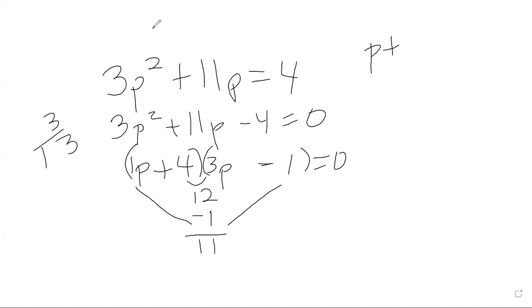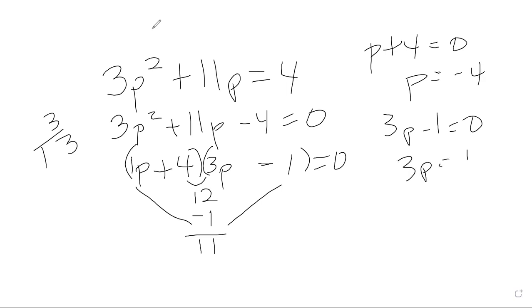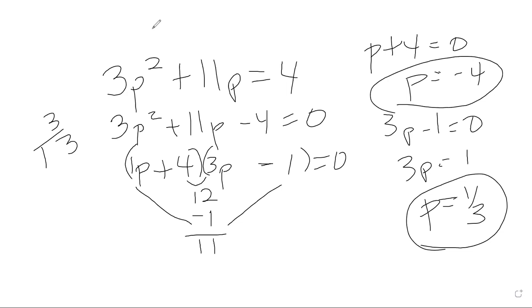That means p plus 4 equals 0, and 3p minus 1 equals 0. P equals negative 4, and we'll add 1. 3p equals 1, so p equals 1/3, and I'm sorry, it's not very pretty. Okay. That gets you through those.